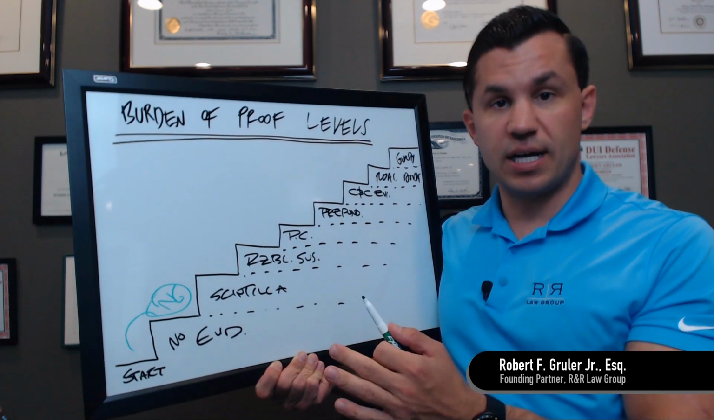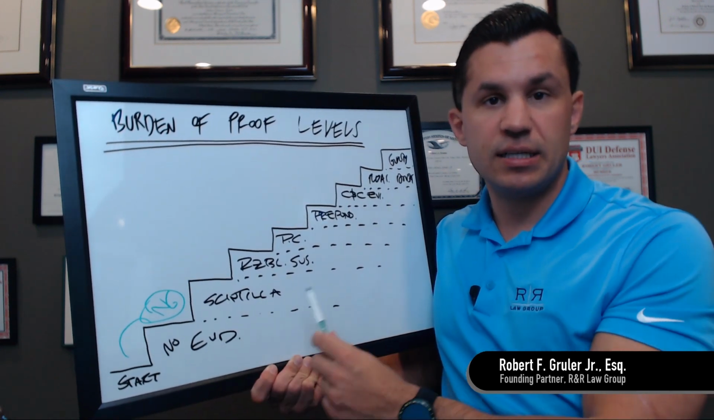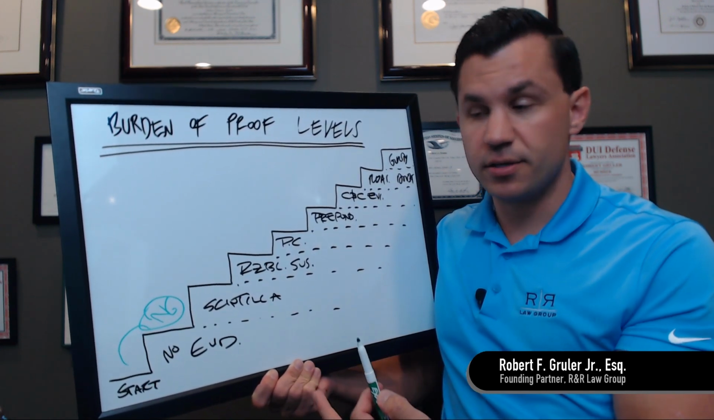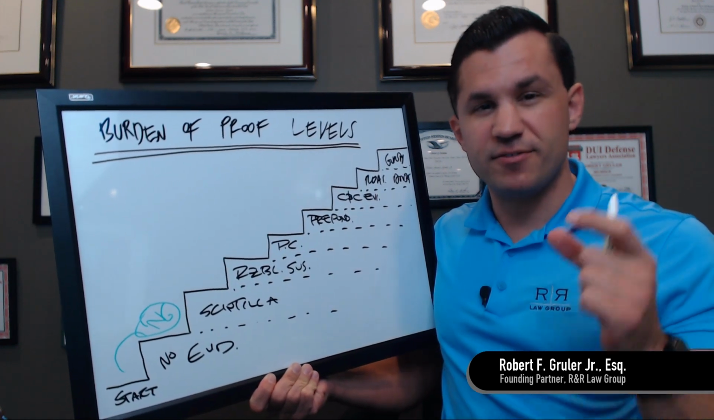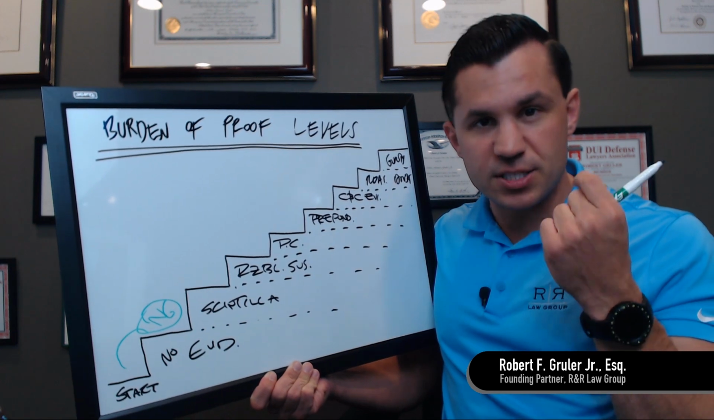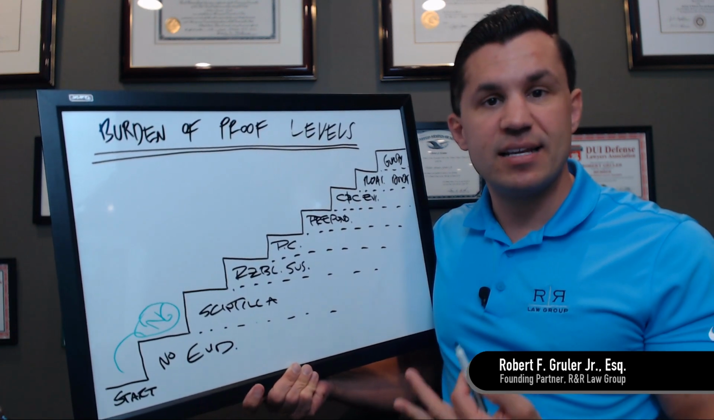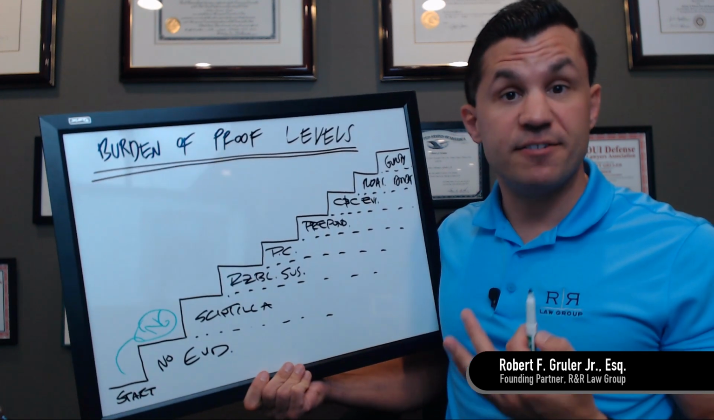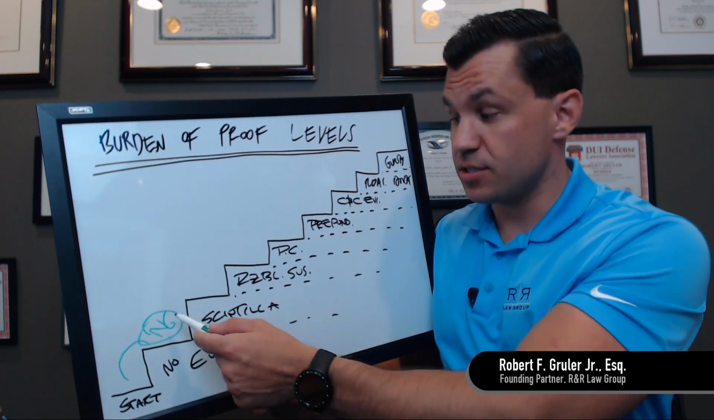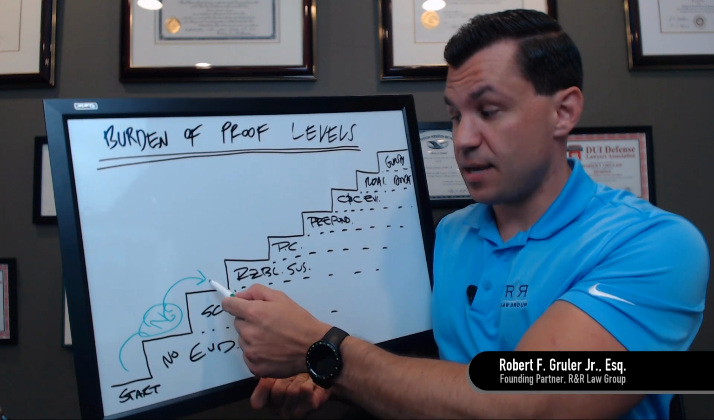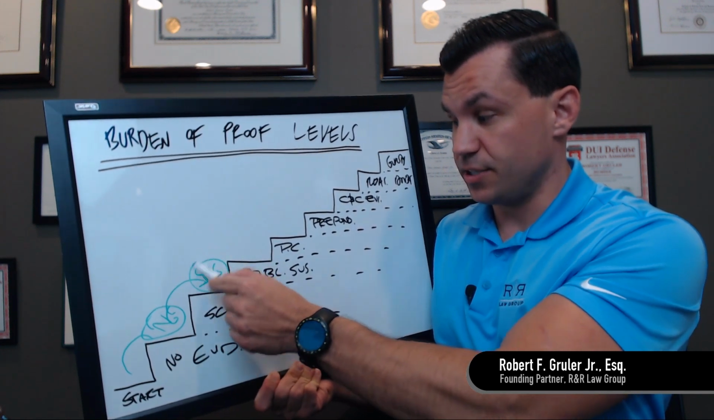The next level up is what's called a scintilla of evidence. This is a legal standard. A scintilla of evidence means almost no evidence, but a very small amount, just a speck of evidence, and that is not enough to support a conviction in a criminal case. So if the government presents a scintilla of evidence and you stand at this step, it's another not guilty.